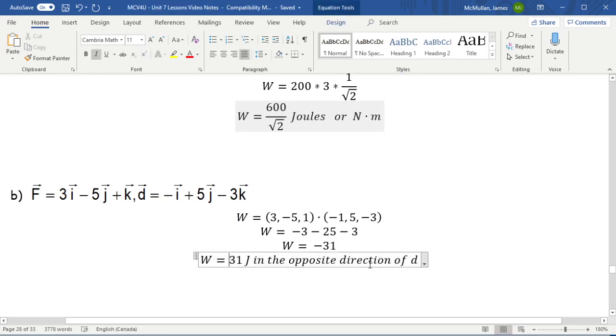It's like the object's sliding away from you and you're pulling it in the opposite direction. I don't know what to make of this. But mathematically, what I'll say is, it's this many joules in the opposite direction of D.